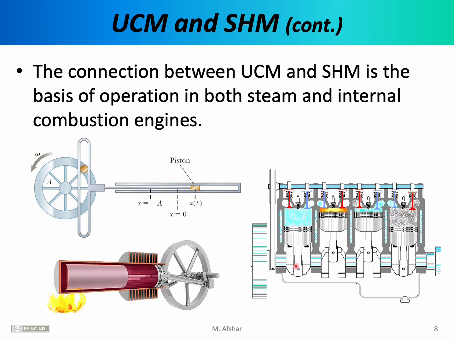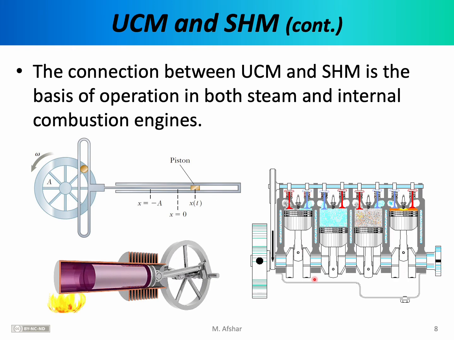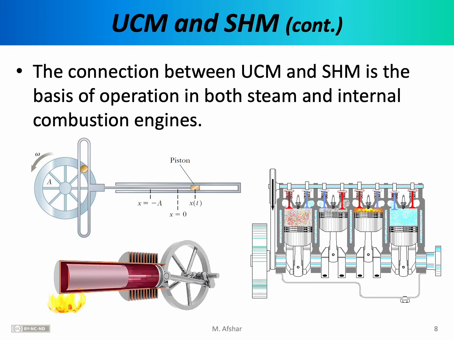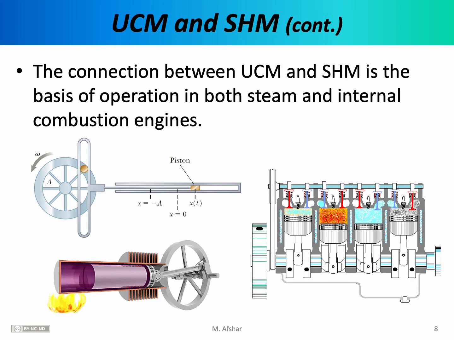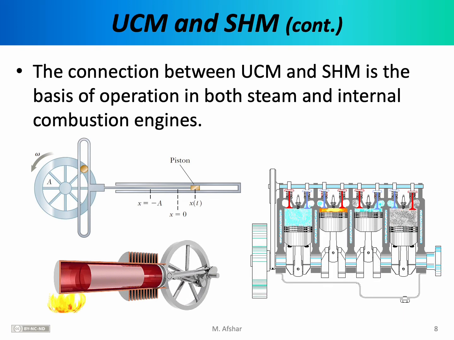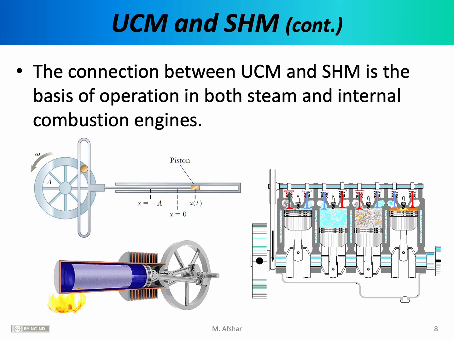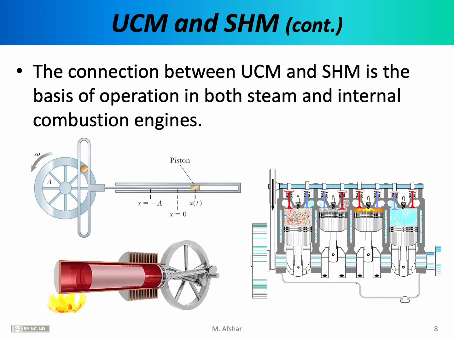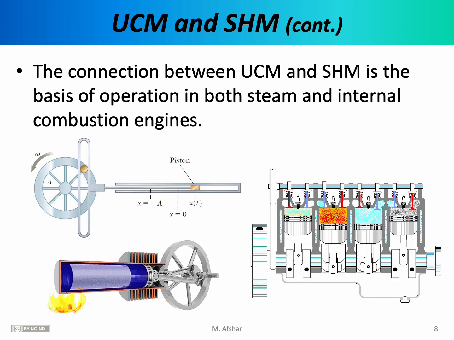It is coupled to a drivetrain, so the simple harmonic motion of these cylinders causes the flywheel to rotate, and the flywheel is then connected to other components which ultimately drive the wheels of the car. So as you can see, the connection between uniform circular motion and simple harmonic motion has many industrial and engineering applications, and it will be important for us to understand some of these applications.